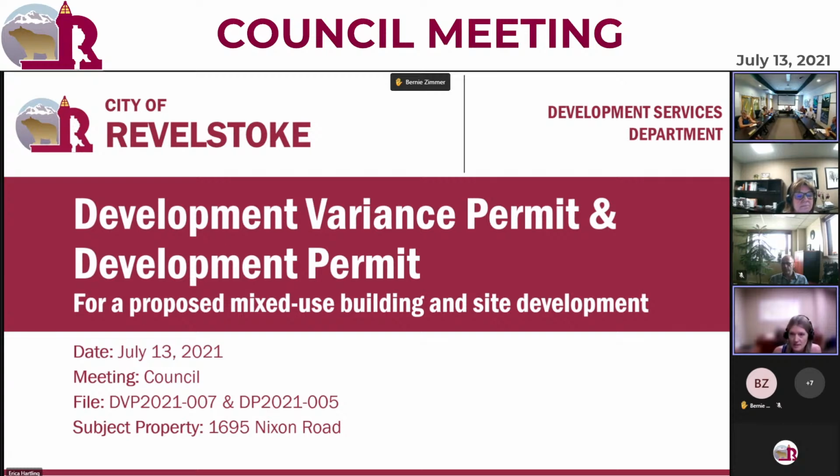Thank you. So the applicant has applied for a development variance permit. This is to reduce the side yard setback abutting Nixon Road from 6 meters to 3 meters, for a proposed mixed-use building and the rear yard parking, and also to vary the parking surfacing standard from pavement to gravel surfacing. The applicant has also applied for a scenic corridor development permit, for the form and character of the 2-story mixed-use building and the site development.